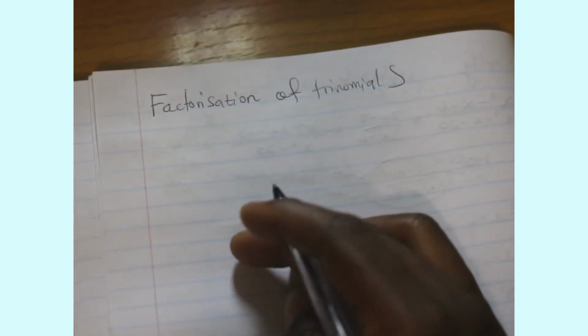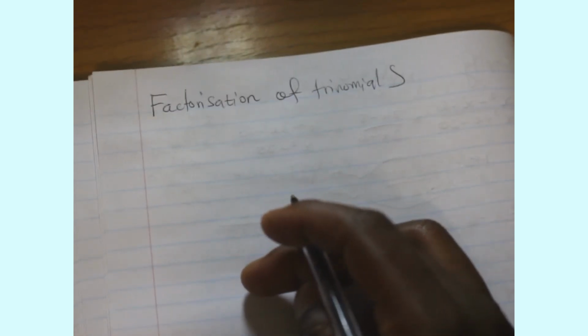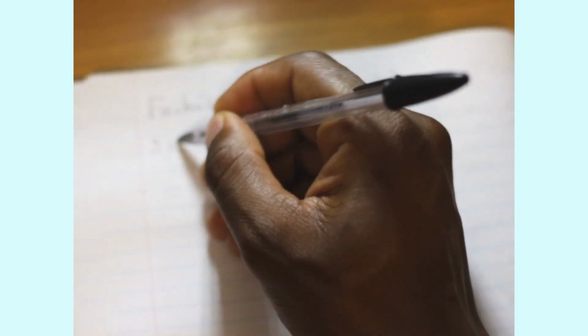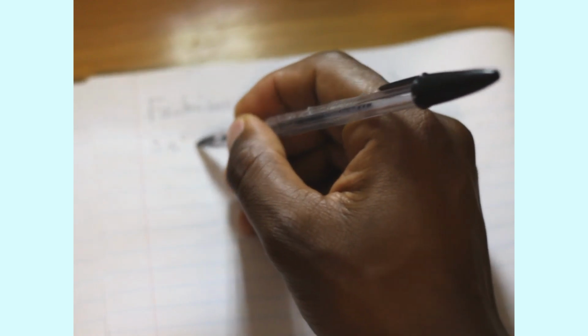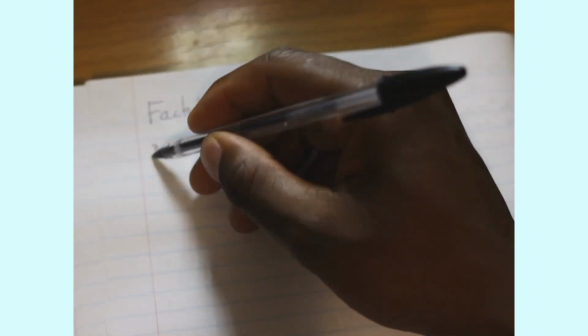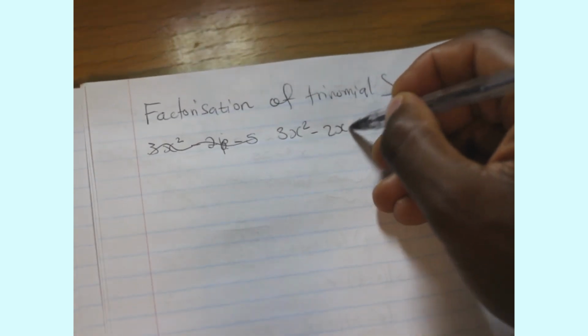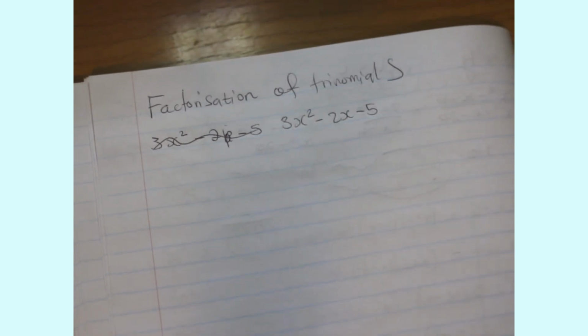So now here's a problem that I need us to factorize. The first one that I'm going to look at is 3x squared minus 2x minus 5, right? You can pause the video for a moment so that we can look at this problem. So it's 3x squared minus 2x minus 5. That's what we need to factorize.